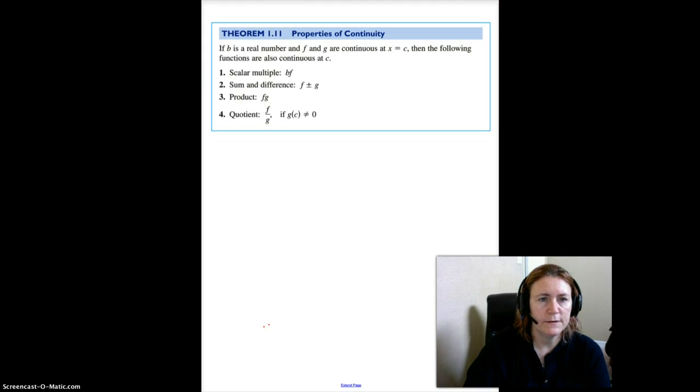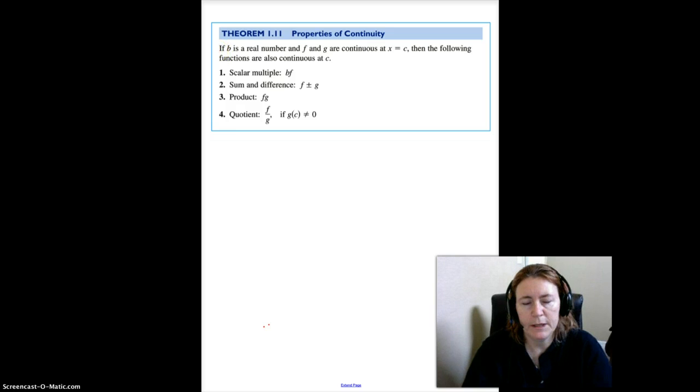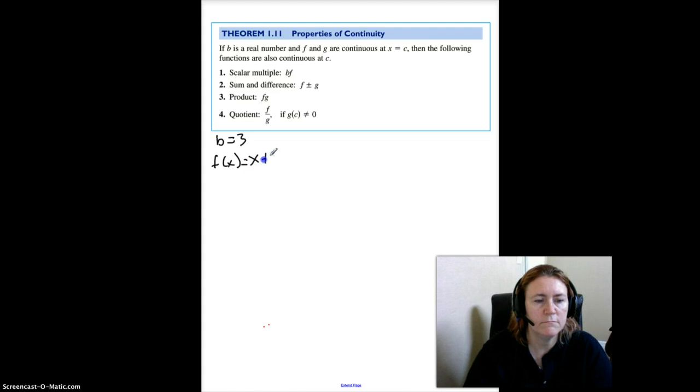Now let's talk about the properties of continuity. Let's say that b is some real number. It can be any number you want. For this example, let's let b equal 3. And f and g are continuous at x equals c. So let's let f of x equal x plus 4, and g of x equal, let's do something funky, cosine of x. And let's let c equal 0. So we're going to look at these functions evaluated when x is equal to 0.